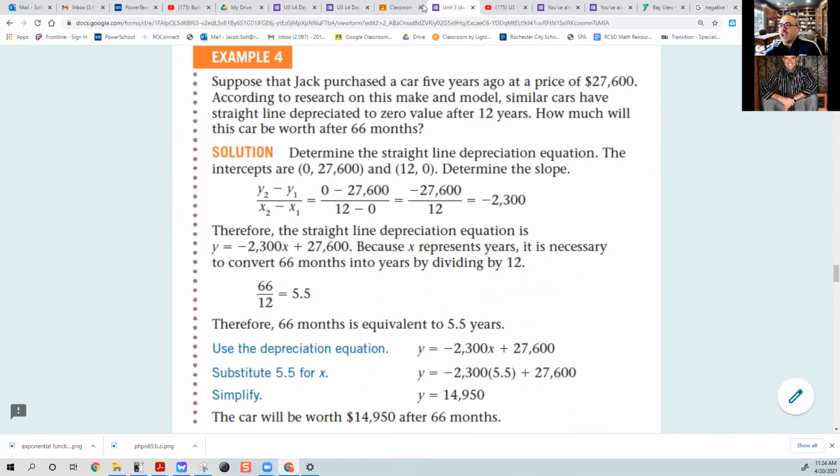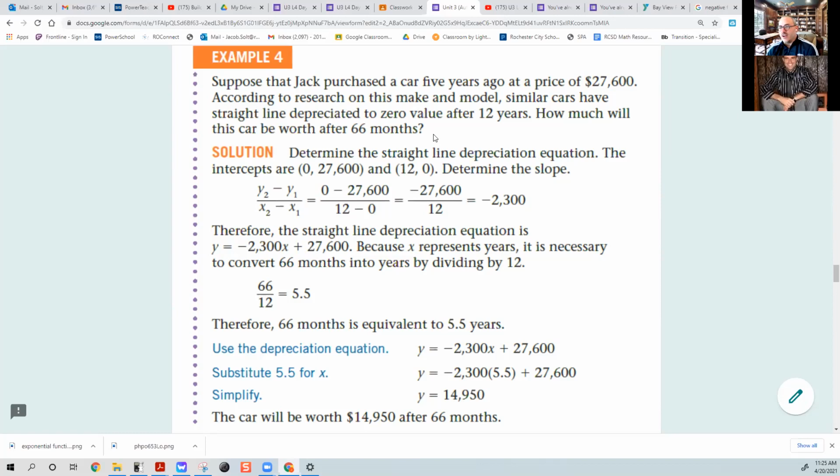All right, example 4. Suppose that Jack purchased a car 5 years ago at a price of $27,600. According to the research on this make and model, similar cars have straight line depreciated to 0 value after 12 years. How much will this car be worth after 66 months?